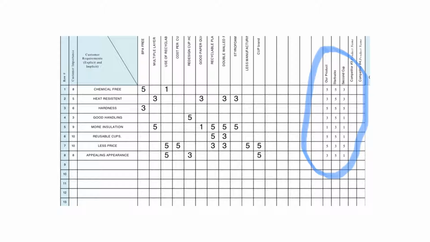Our hardness across all three brands is the same. Good handling: Starbucks has the good handling. As we see, Second Cup has the least handling for their cups. We are on the moderate scale. For insulation, more 1 and 3 is given to Starbucks because the insulation of the Starbucks cup is moderate as compared to the other products. So all this was about our competitive analysis based on our competitors and our customer requirements.